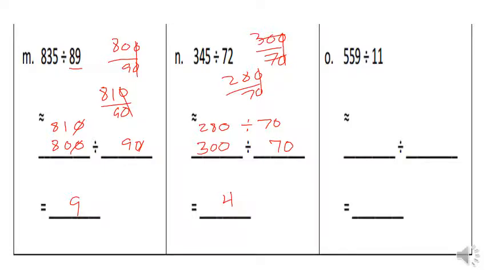O, 11 is close to 10. 559 is close to 600. 600 over 10. Take out our multiples of 10. And we end up with 60 divided by 1, which is 60.